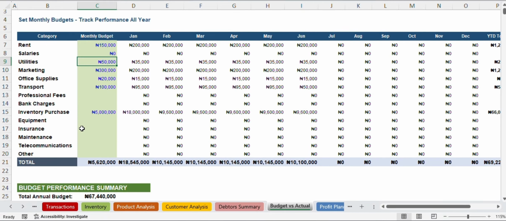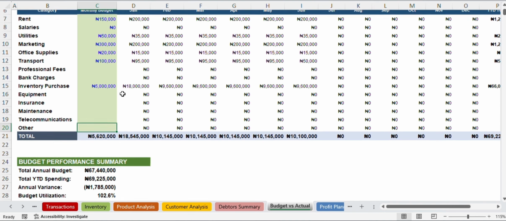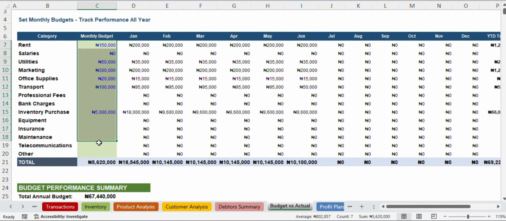If none of the categories are listed here, you could just simply type others, put them in others. Now it tells you what your total budget is. So for this particular business, yes, we're doing transactions in 200 and something million, hundreds of millions, but our monthly budget is 5,620,000. That is the only thing you get to fill. From here to here, that's the only thing you get to fill in this particular sheet.